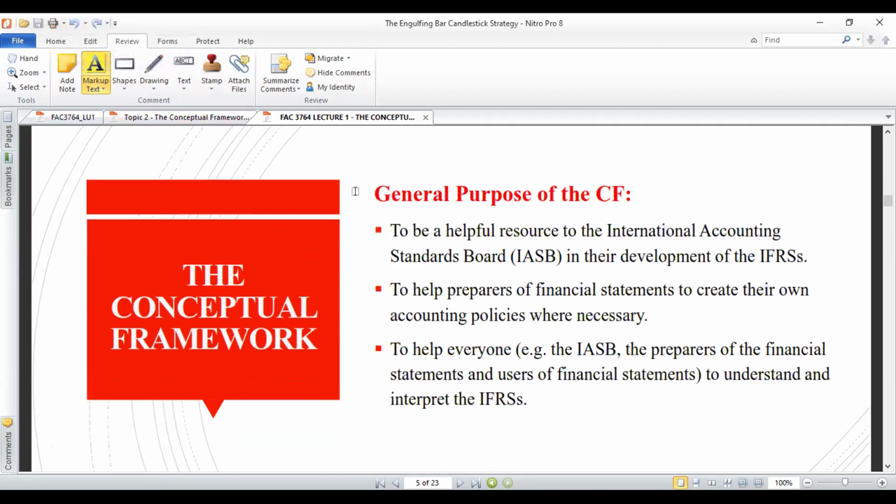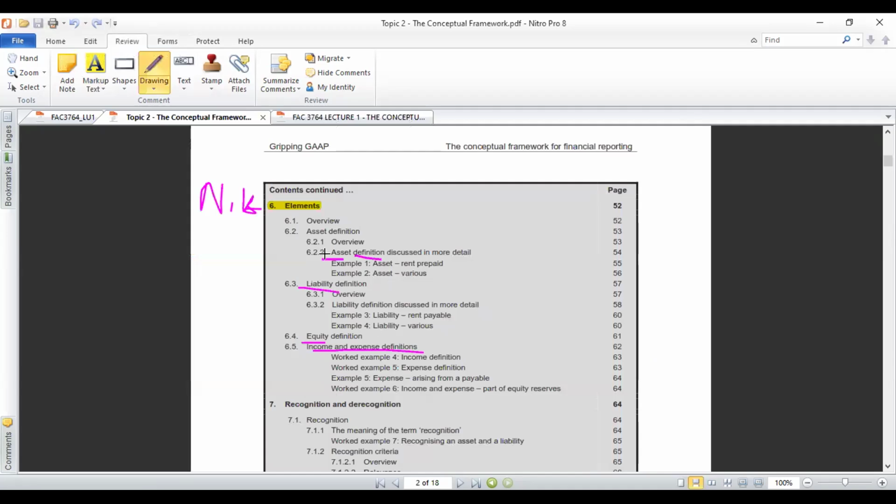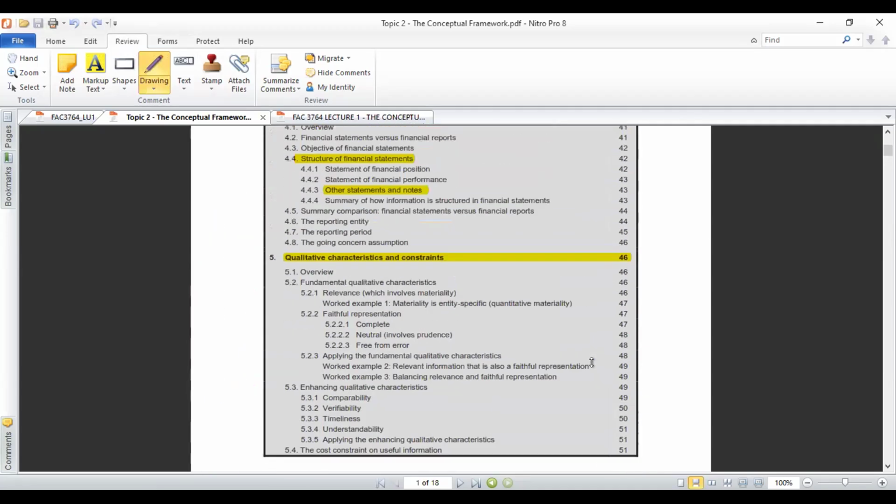Right. General purpose of the Conceptual Framework. Now, to be a helpful resource to the International Accounting Standards Board in their development of the IFRS. So general purpose of what? Let me take you there so that you can see it from your textbook. So it's really dealing with this.